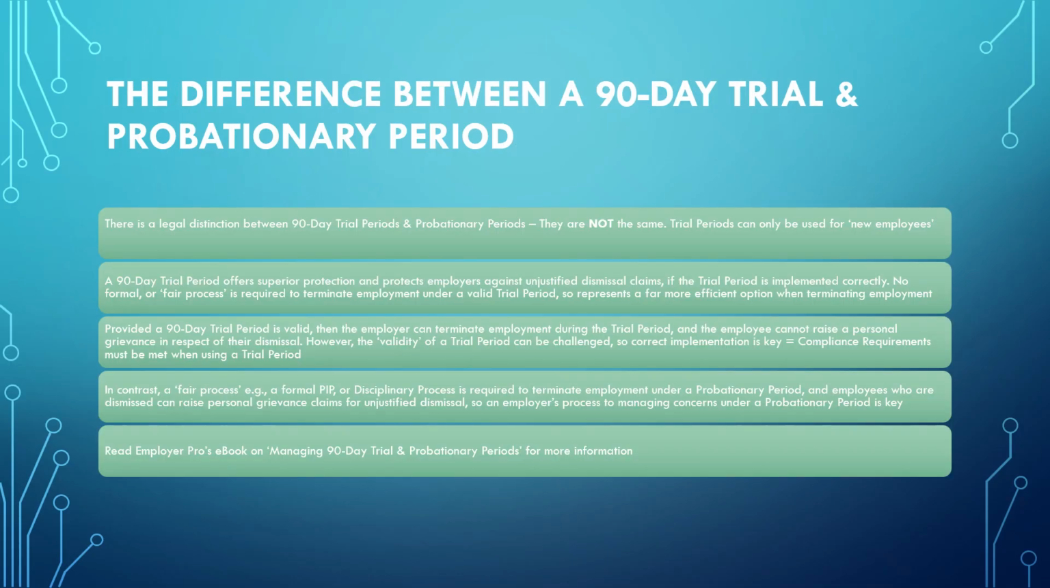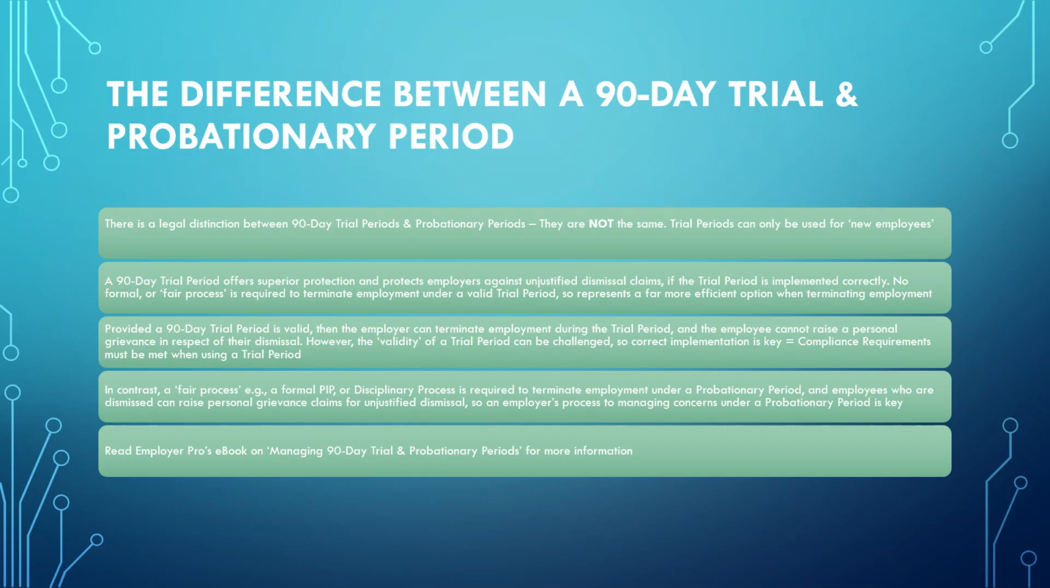The starting point as an employer is understanding the differences between a 90-day trial and probationary period. There's a legal distinction between each of these two separate contractual mechanisms. They are not the same. Trial periods can only be used for new employees. A 90-day trial period offers superior protection and protects employers against claims for unjustified dismissal, which is largely the most common personal grievance claim in the event an employee is dismissed. However, the trial period must be implemented correctly.